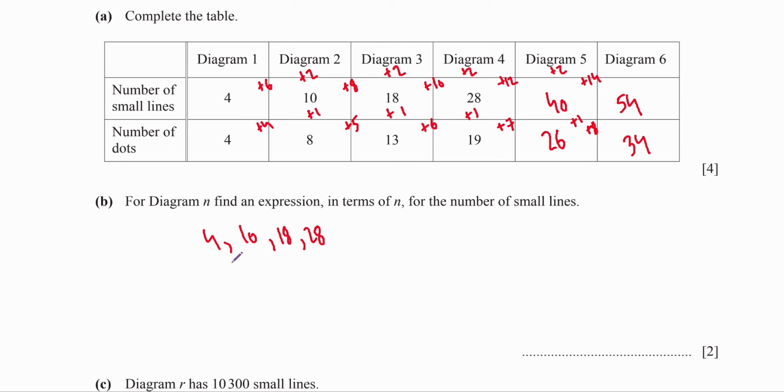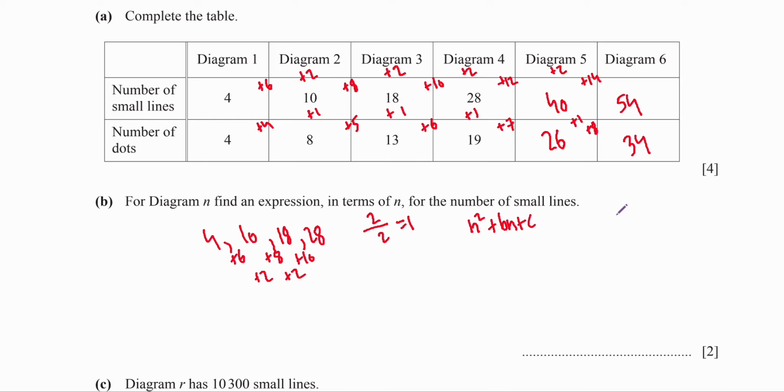Well, first difference here is 6, 8, and then 10. Second difference is 2 and 2. So now we know it's a quadratic sequence because the second common difference is the same. And since the second difference is 2, we do 2 divided by 2 and you get 1. So you have n squared plus bn plus c. We have to find b and c basically.